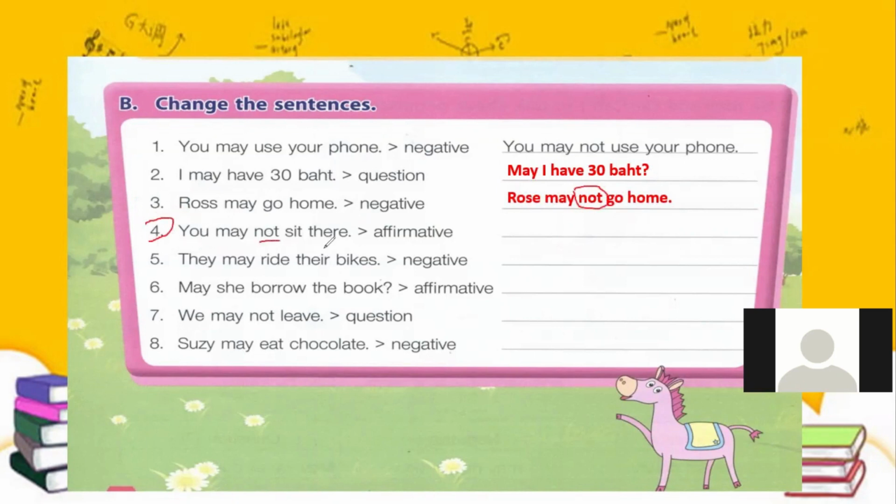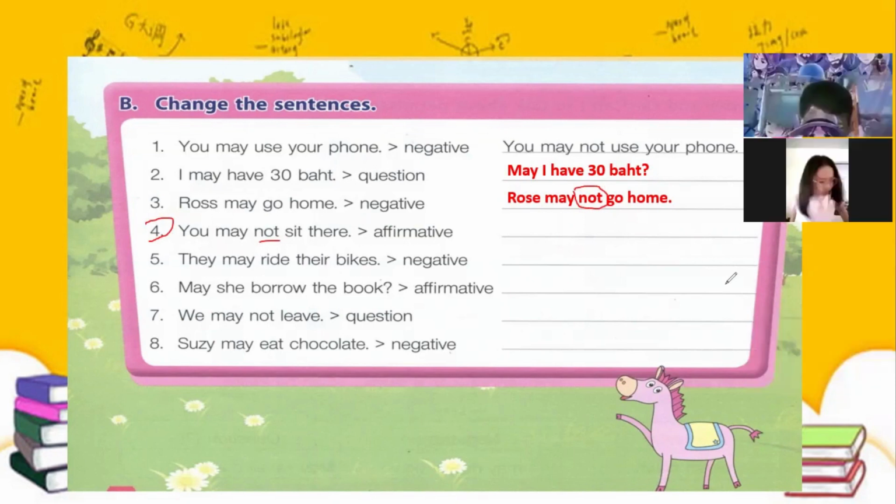Okay, now sentence number 4. You may not sit there. So what kind of sentence is it? Is it negative, affirmative, or question? Anyone can tell me, students? Which sentence is this one? Affirmative, negative, or question? This sentence is negative. As you can see here, we have not. You may not sit there. So it's a negative sentence, right? They're not giving permission, okay? So we have to change it to an affirmative sentence.